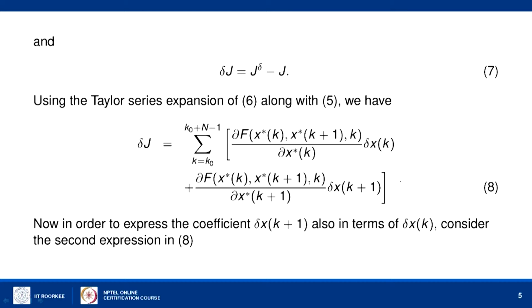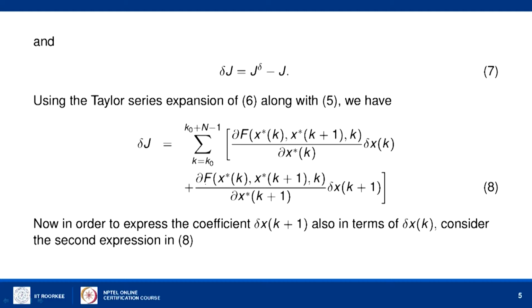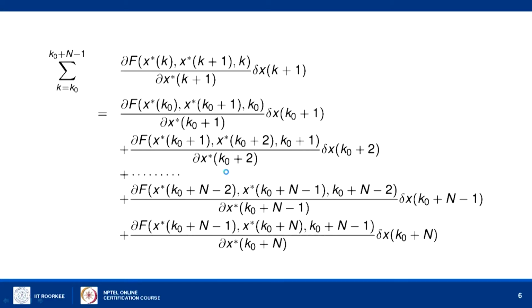But from here we may not get any useful result. So, we can further proceed like this. We take the second term, the second term is the del f by del x k plus 1, and we write the entire summation k equal to k 0 to k 0 plus n minus 1 for the second term. So, if we expand it term by term, we get this expression. For k equal to k 0 is the first term, k 0 plus 1 is the second term, etc.